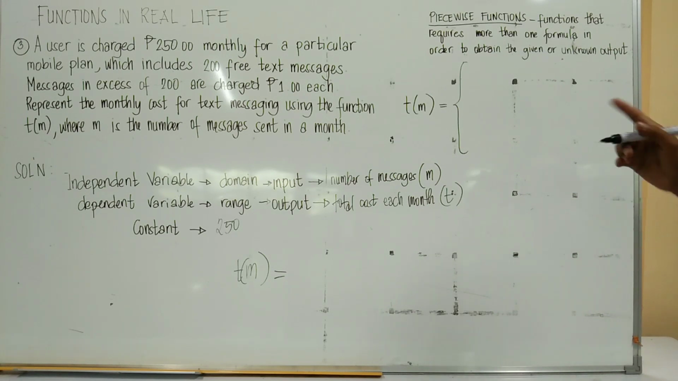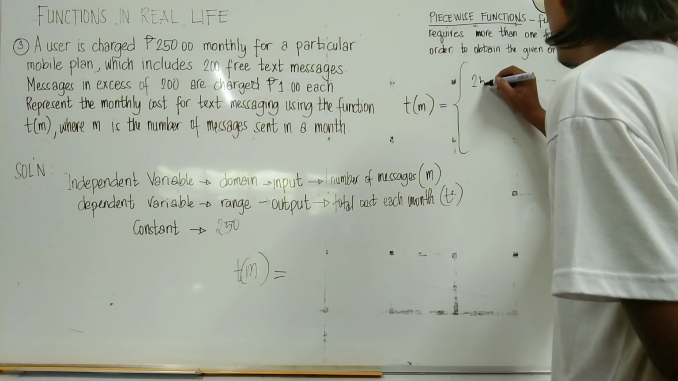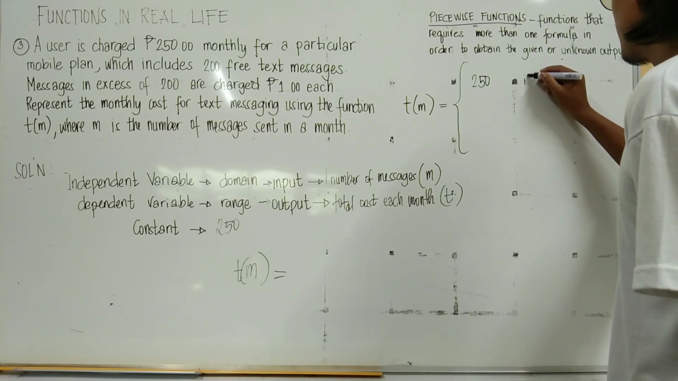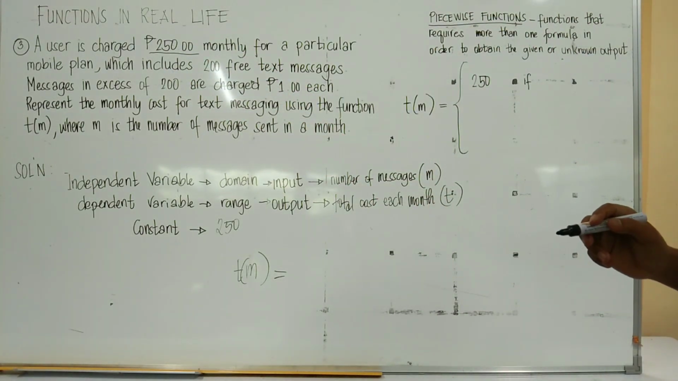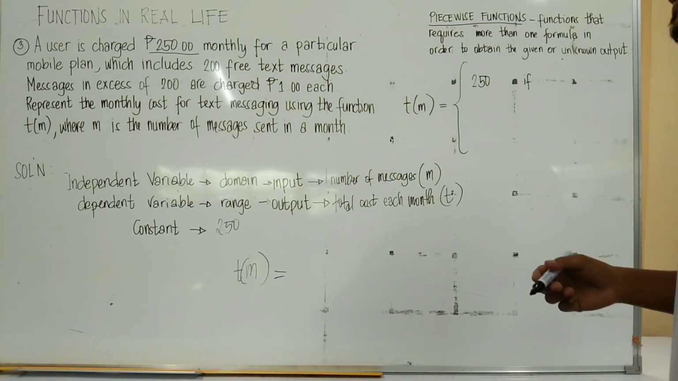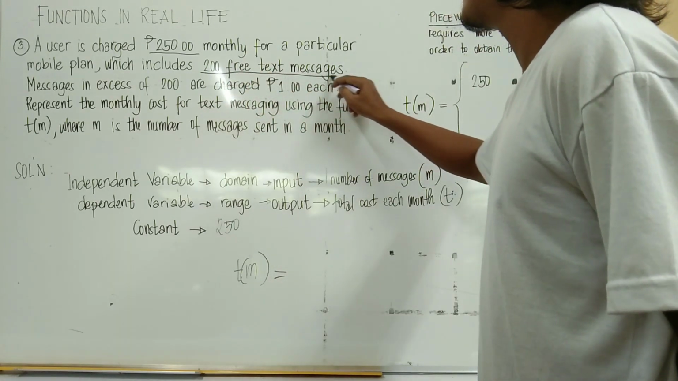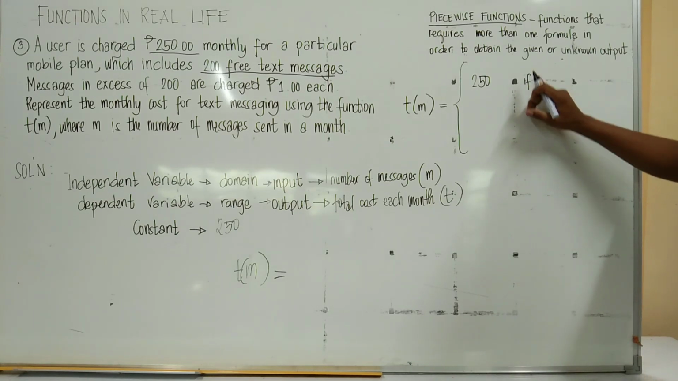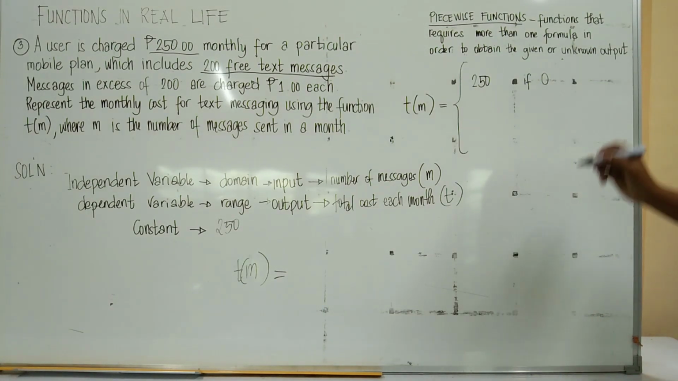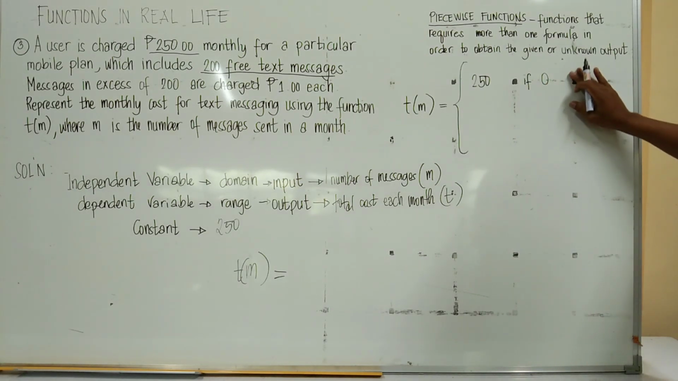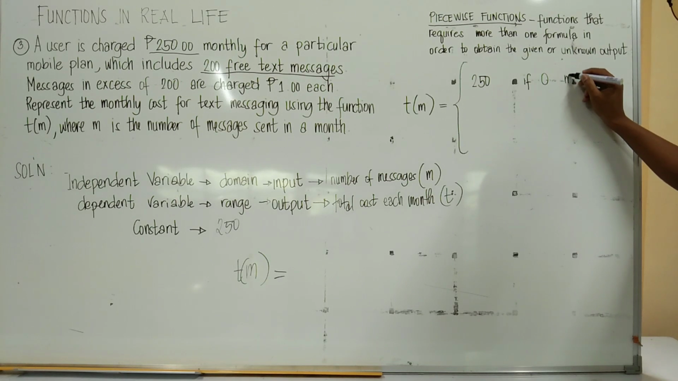So T of M is equal to 250 if, so 250 is your monthly charge or payment. If you are using a mobile plan, you will pay 250 pesos monthly when you are using 200 free text messages. So we will put the domain, or the condition, here. You will pay 250 pesos if you are using free text messages from 0 to 200. And M is in the middle.